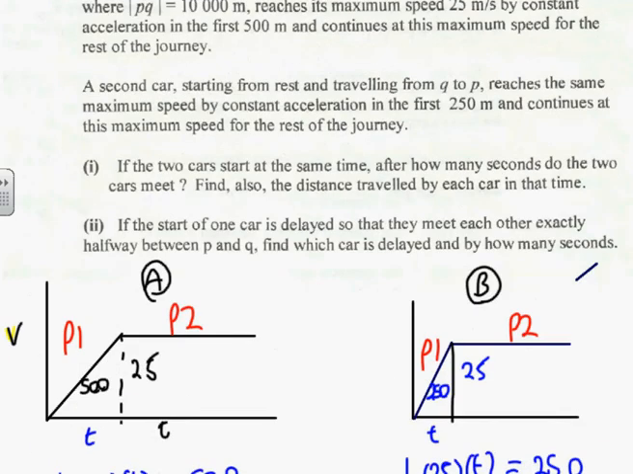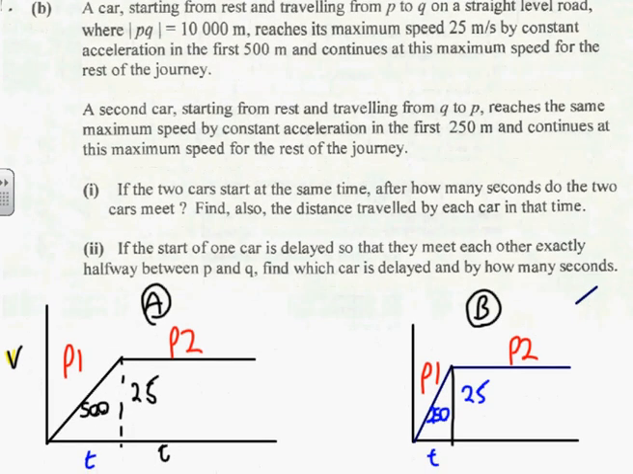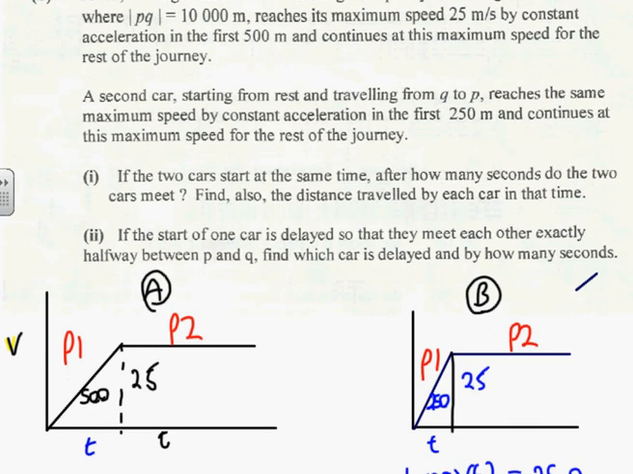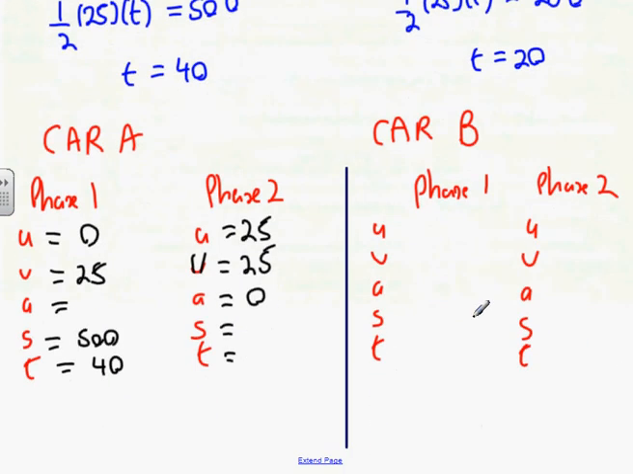Now, if the two cars start at the same time, after how many seconds do the two cars meet? Find the distance traveled by each car in that time. I think I used, yeah, I know what I did. Okay. So 0, 25, A, S is 250, and T is 20.